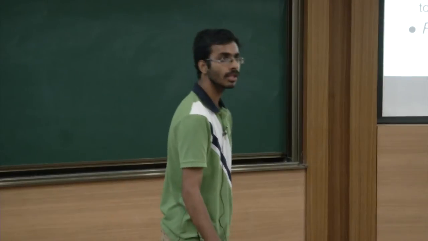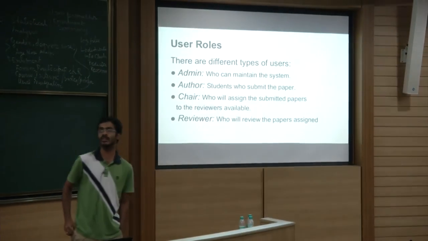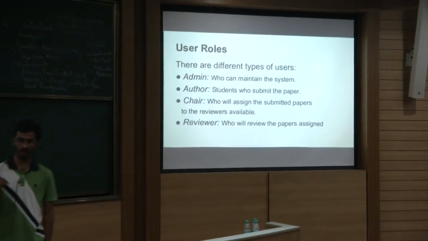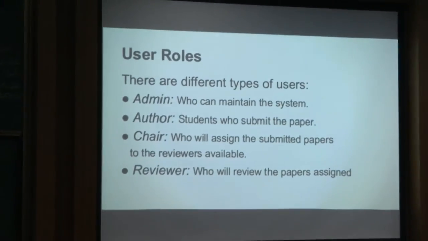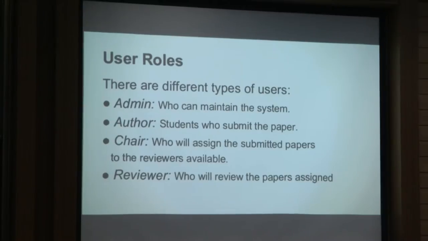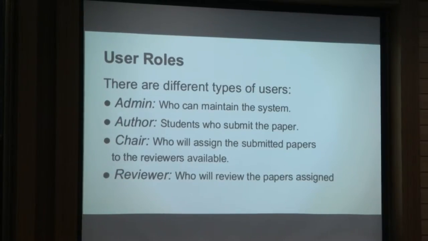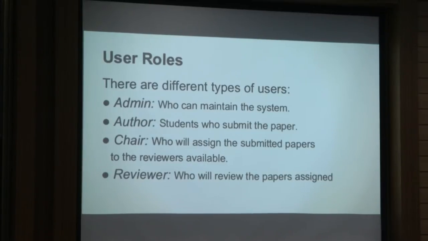So I will explain what the user roles in this system are. First, there is the admin. He maintains the system. Before the students or others submit the report, this admin first creates a conference with a conference date, starting date, ending date, the last date for submission of the report, and the last date you can edit your report. So he is the admin who creates the conference, and he also creates a chair. He assigns a chair to one conference.